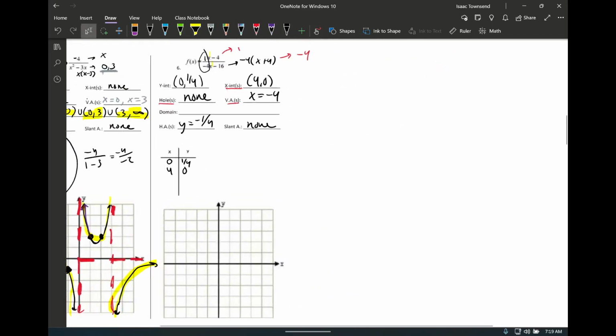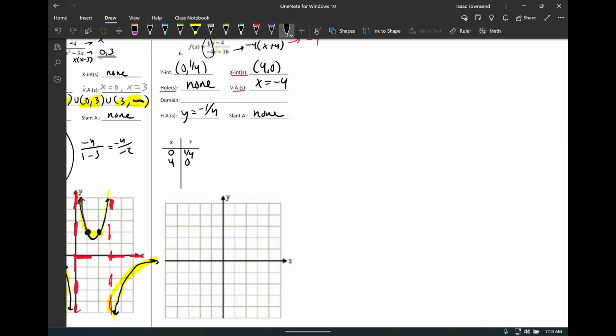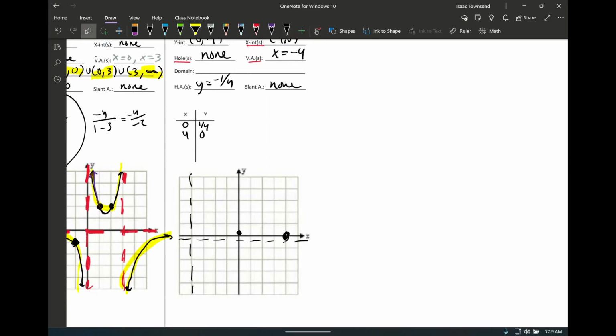So if you applied all of that stuff correctly, you have a y-intercept at 1/4, an x-intercept at 4, a vertical asymptote at x equals -4, and a horizontal asymptote at y equals -1/4. So all asymptotes need to be graphed as dashed lines. Of course, all the points you find from the information above are helpful. Sometimes you need more points. Sometimes you may want more points. It's never a bad idea to do more points.